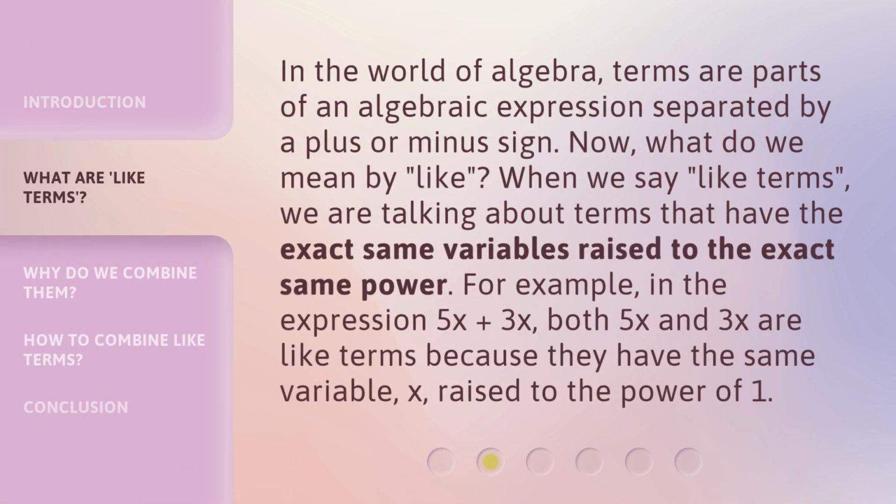In the world of algebra, terms are parts of an algebraic expression separated by a plus or minus sign. Now, what do we mean by like? When we say like terms, we are talking about terms that have the exact same variables raised to the exact same power. For example, in the expression 5x plus 3x, both 5x and 3x are like terms because they have the same variable, x, raised to the power of 1.